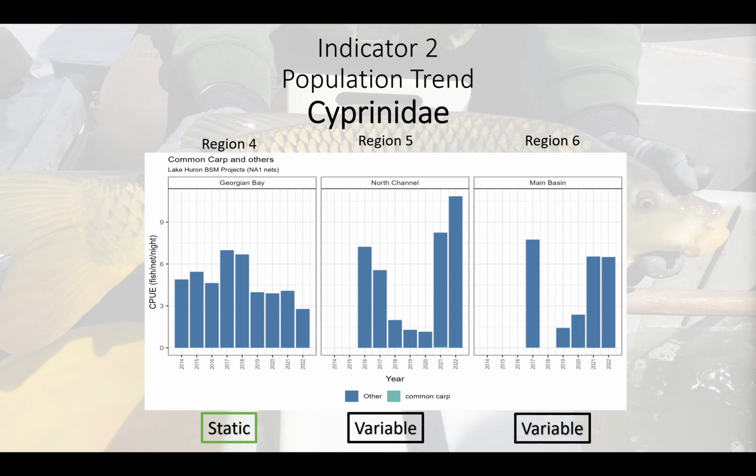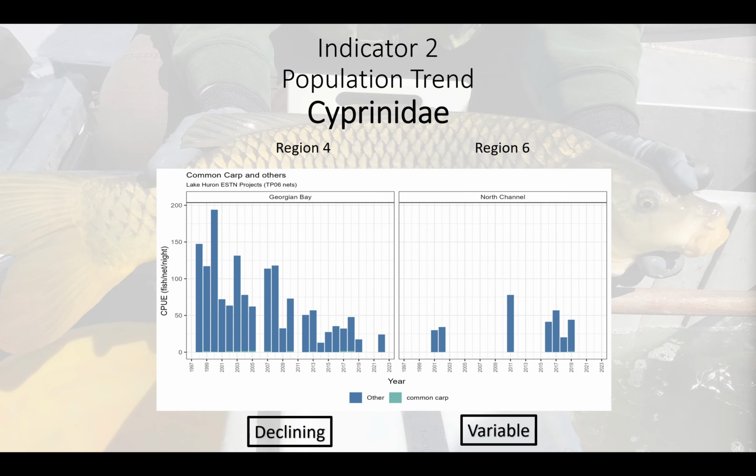Looking over, on the left-hand side, we have Georgian Bay. In the middle, we have the North Channel. And on the right, we have the main basin. Same thing here. The population trends look to be pretty static and stable across the years. We do have a little bit of variability, which could potentially be due to, again, just a few sampling events that are skewing the data. We do have to do a little bit more digging into what that might actually mean, but ultimately we're not seeing any significant increases or decreases in the data. It's a little bit variable, potentially pretty stable.